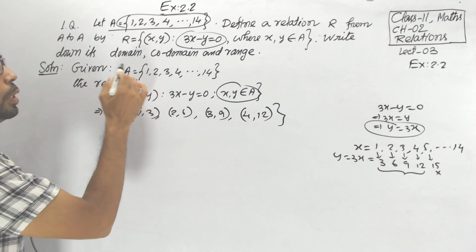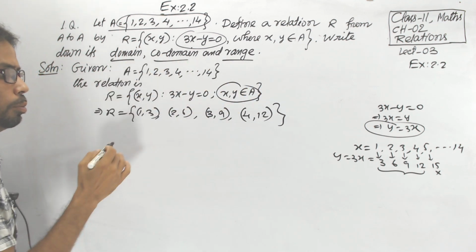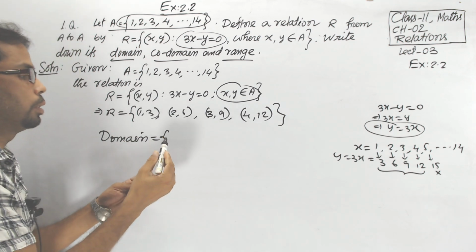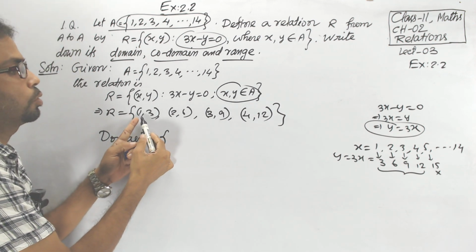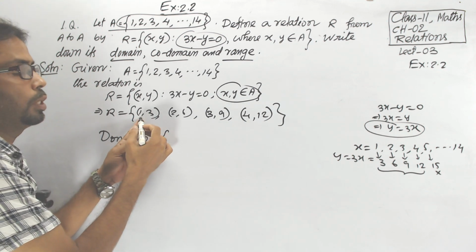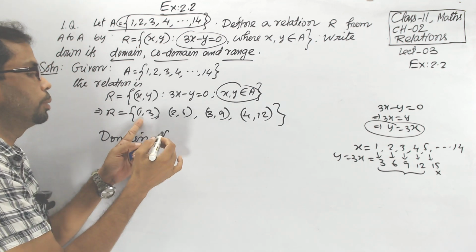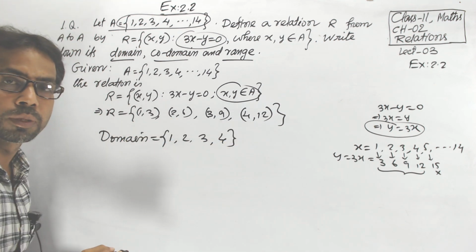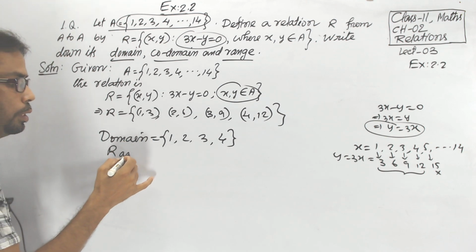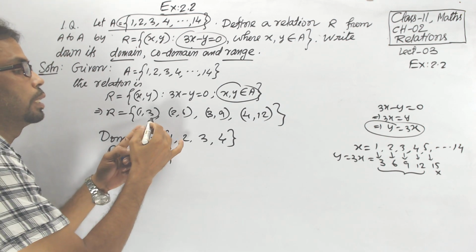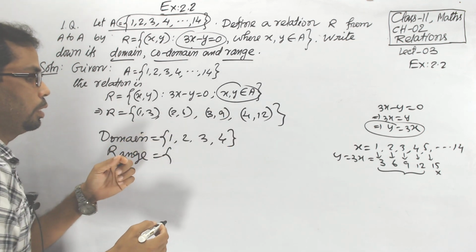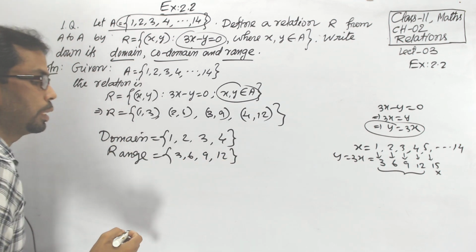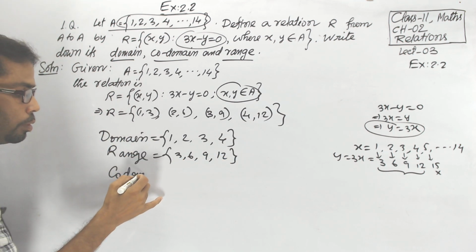Now the question is to write the domain, range, and also codomain. Domain is made by all the first components of the elements of the relation. Set of all the first components of the relation makes the domain. That means 1 first component, 2, 3 and 4. This makes the domain of the relation. Then range is made by all the second components of the elements of the relation. Second component is 3, 6, 9 and 12. This makes the range.